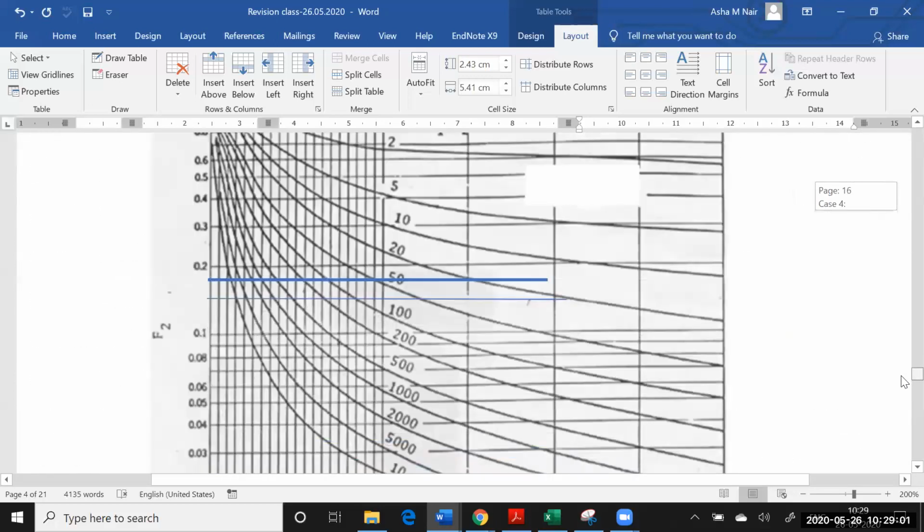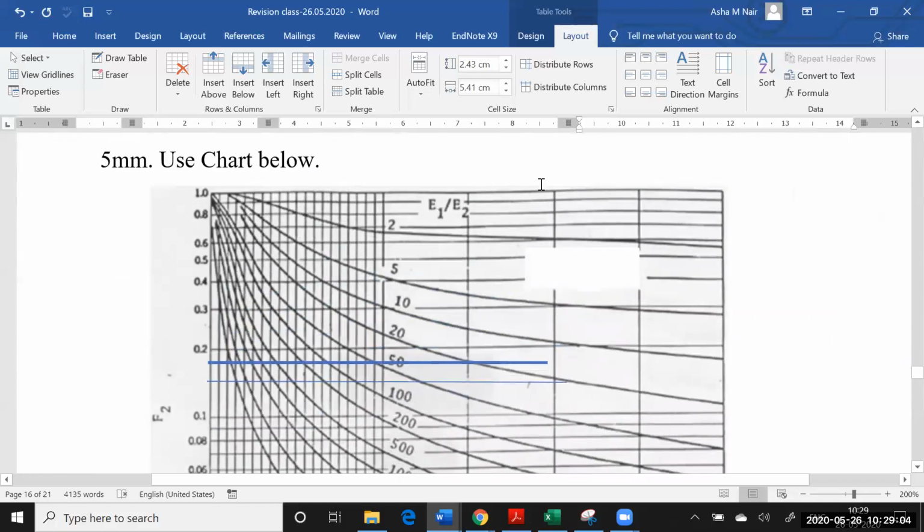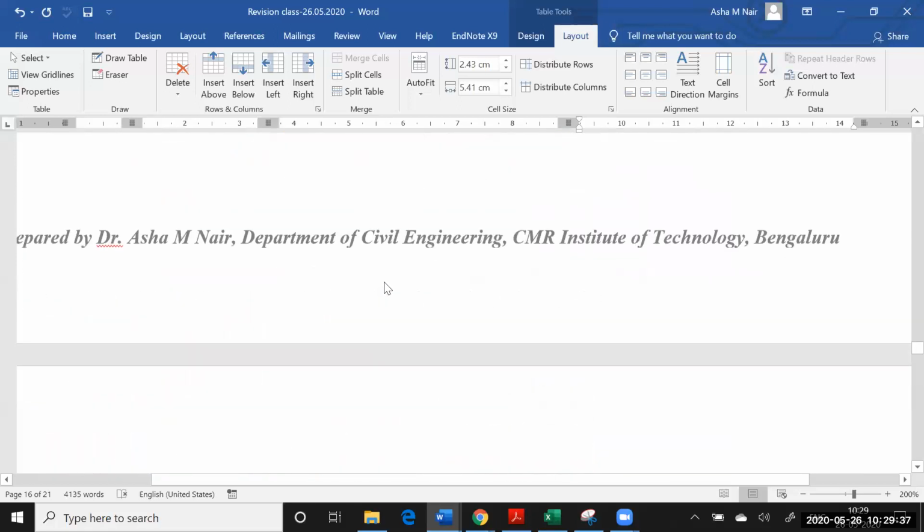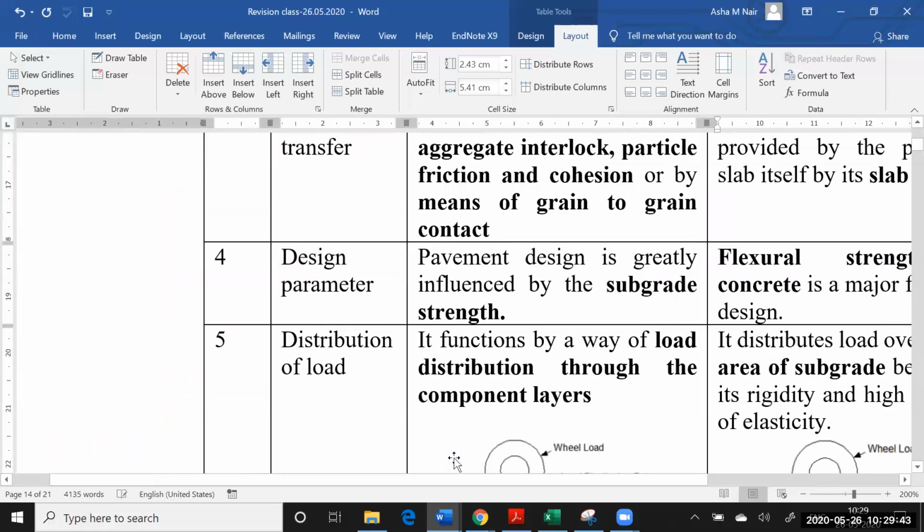This is a typical graph for the theory, wherein you can see E1 by E2, because different books will be referring to it in a different way. E1 here represents the top layer modulus of elasticity and E2 the bottom layer, and E1 is higher than E2. So this means that the top layer has a modulus of elasticity 2 times that of the subgrade. This curve corresponds to the case wherein the modulus of elasticity of the top layer is 5 times that of the subgrade. So like that. Now, before I start doing this question, I will do a simple question which will help you get more confidence on this concept.